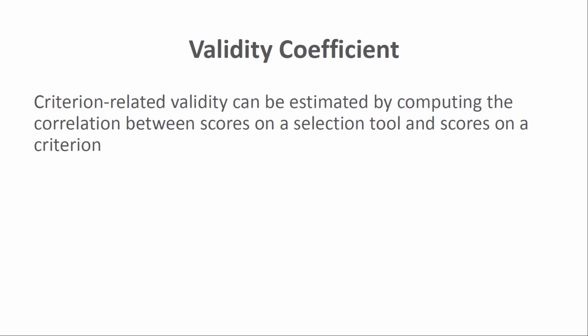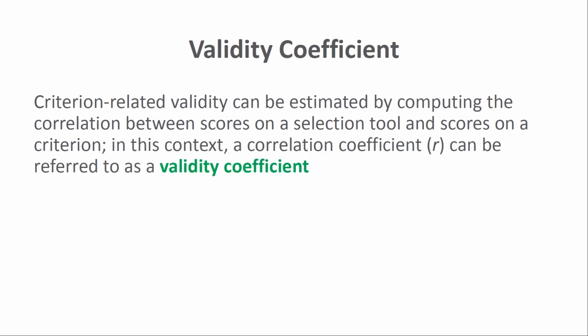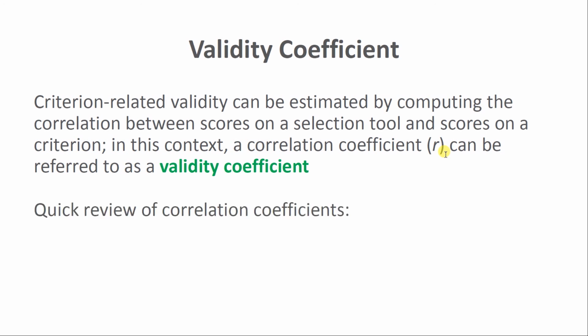So now let's talk about validity coefficients in the context of criterion-related validity and where they come from. Well, criterion-related validity can be estimated by computing the correlation between scores on a selection tool and scores on a criterion of interest. So in this context, the correlation coefficient can be referred to as a validity coefficient. And often, we abbreviate the correlation coefficient as a little r, italicized, which you see here parenthetically. Okay, this is our validity coefficient. So again, when we're looking at criterion-related validity, the correlation between scores on the selection tool and scores on the criterion can be thought of as a validity coefficient.